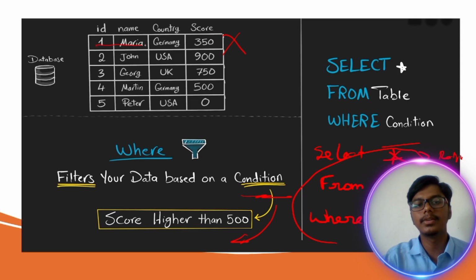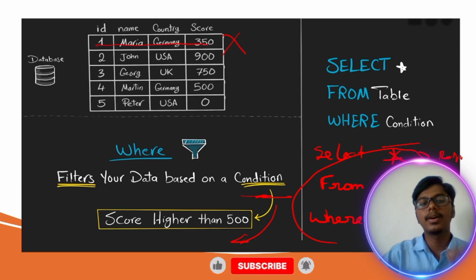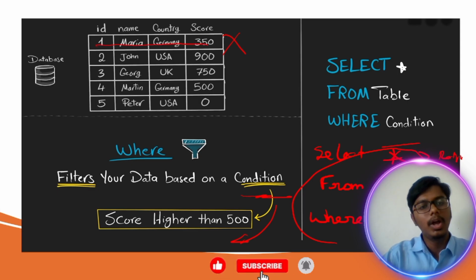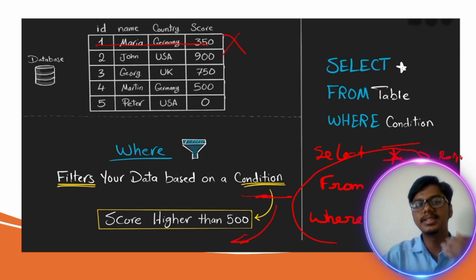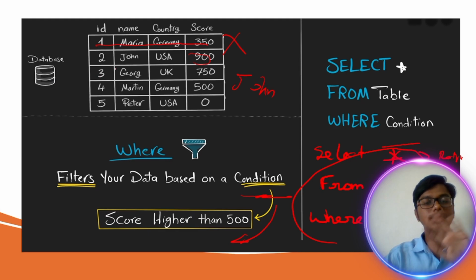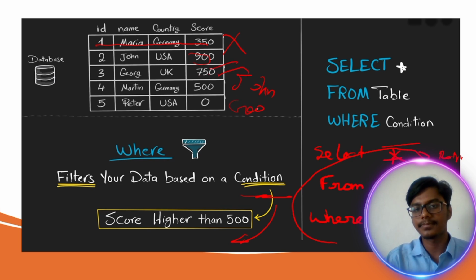So it omits Maria. Again, the query language gets into the second row and checks whether John's score is greater than 900. Yes, John's score is greater than 900. I need John, so John is stored in the result. Again the query doesn't stop. It gets the third row and checks George's score, which is 500. Yes, so the output result contains George.